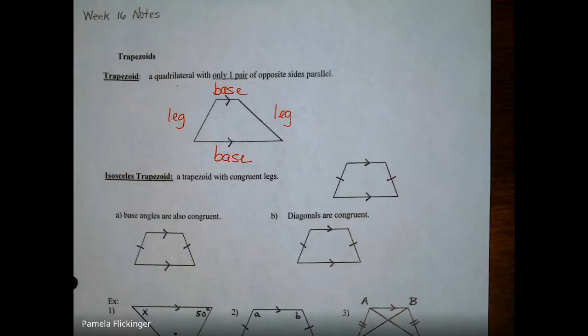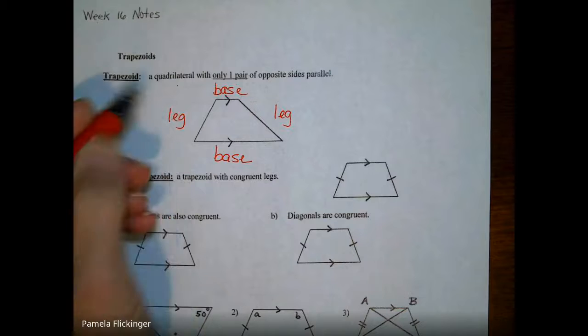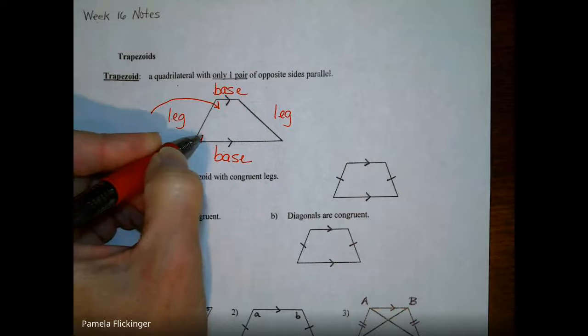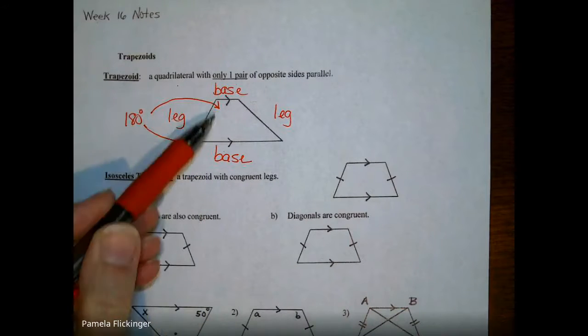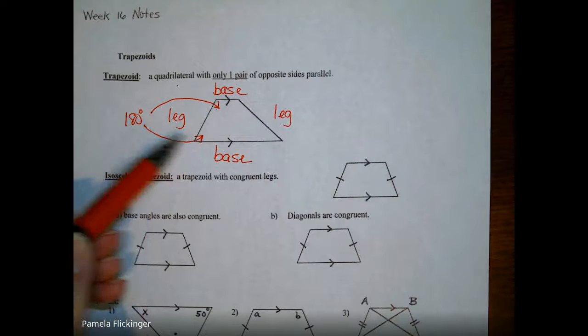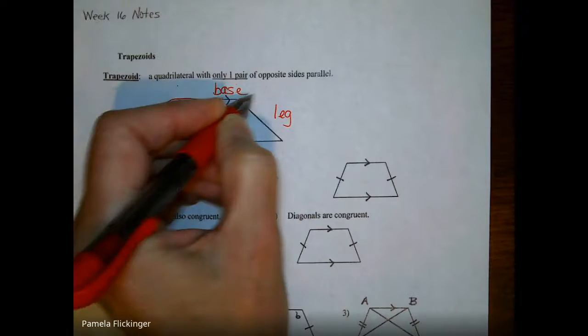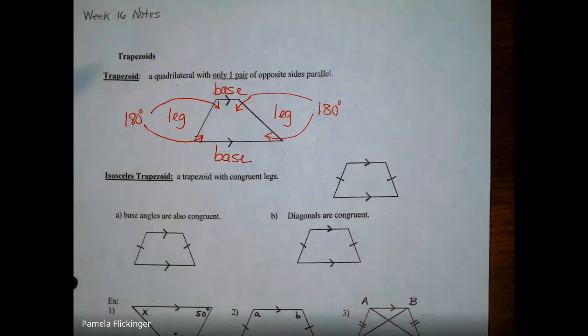Now, because these are parallel, our legs can act as transversals. And so this top base angle and this one bottom base angle, they're on the same side here, are going to be consecutive interior angles, which means they're going to add to be 180. And the same thing happens on this side. So if you grab one base angle on the same side as the other base angle by the parallels, they will always add to 180.